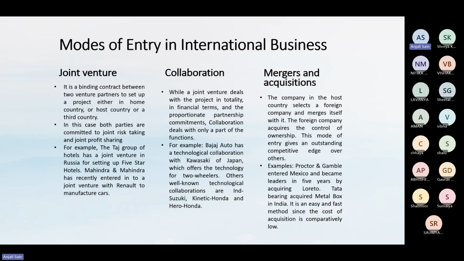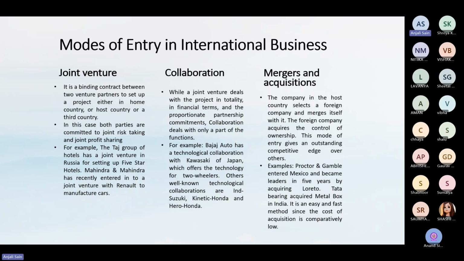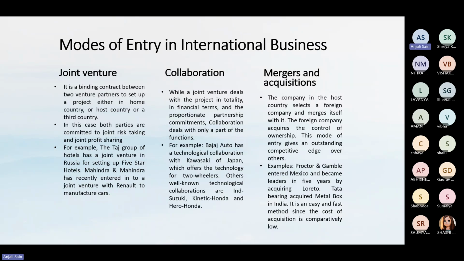ठीक है. For example, Bajaj Auto has a technological collaboration with Kawasaki of Japan, which offers the technology for two-wheelers. Other well-known technology collaborations are Indo Suzuki, Kinetic Honda, and Hero Honda. मतलब these are the strategic collaborations for a particular किसी function के लिए I am doing a collaboration with the other companies. Then there is a merger and acquisition.